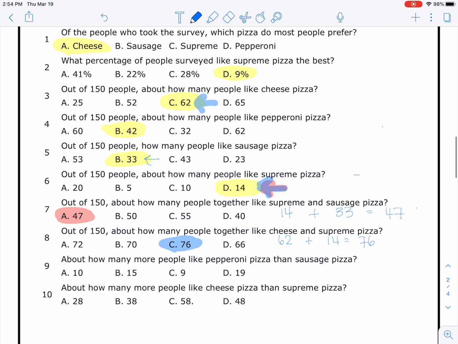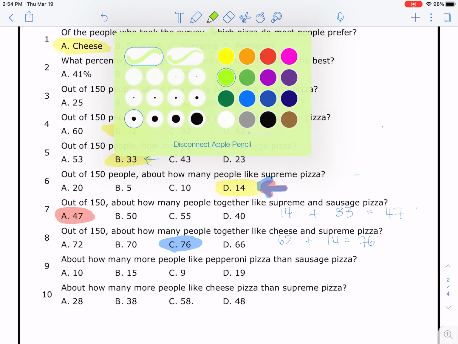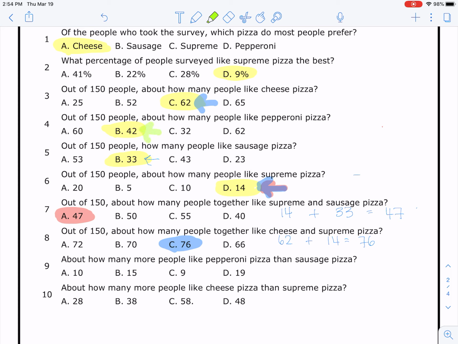Number 9, how many more people like pepperoni pizza than sausage pizza? So if you remember the answer for pepperoni, it was 42. And then sausage pizza was 33 again. So it says how many more, meaning we aren't going to add them together. We need to subtract, and that would give us 9. So 9 people liked pepperoni pizza more than sausage. Or 9 more people liked pepperoni pizza than sausage.